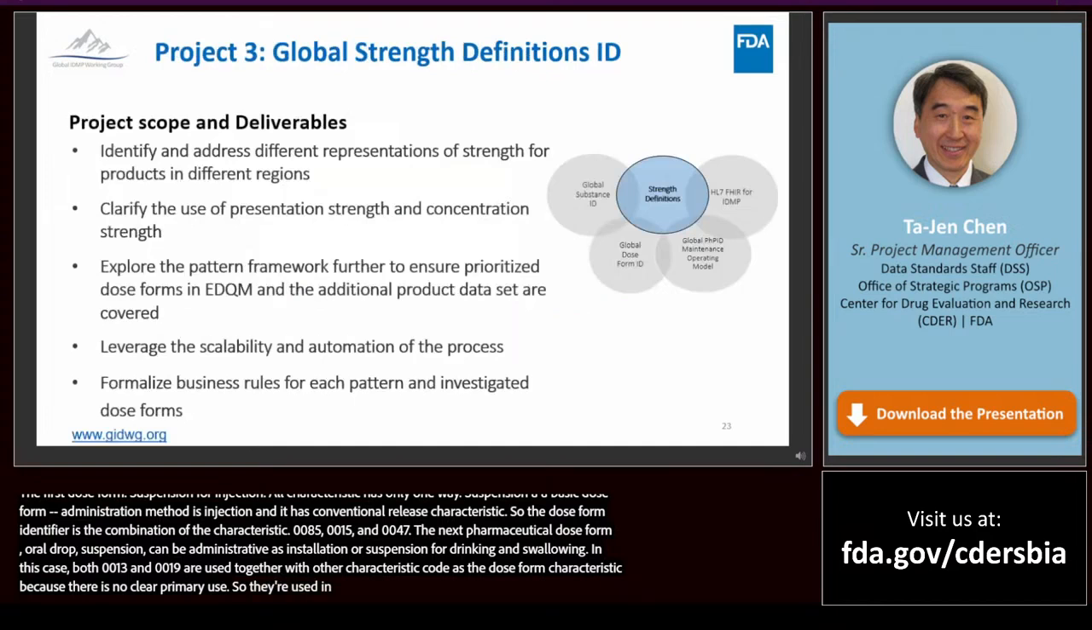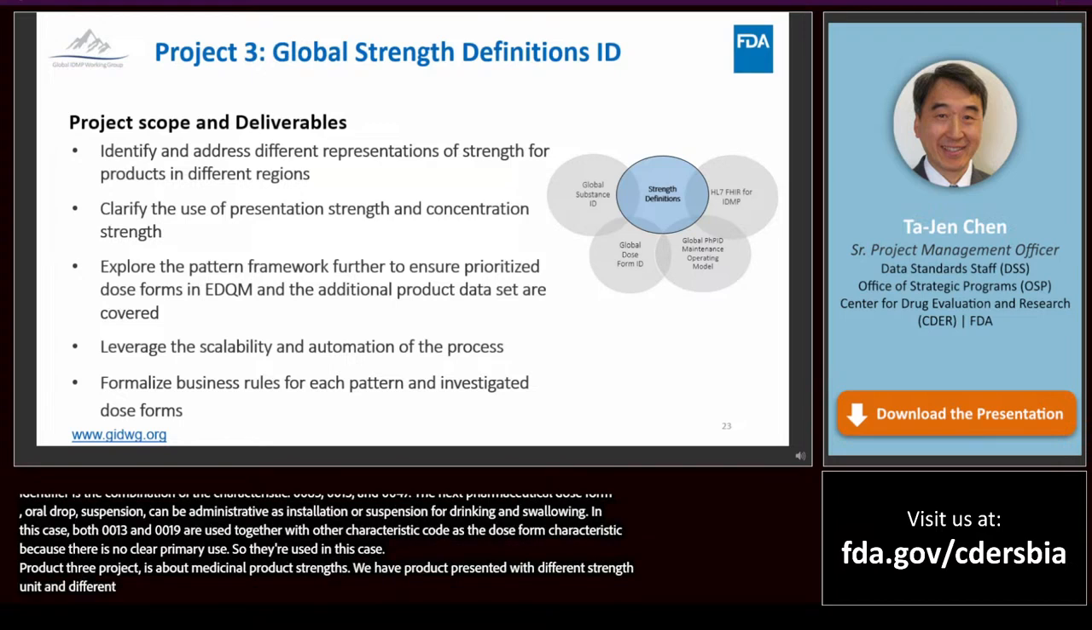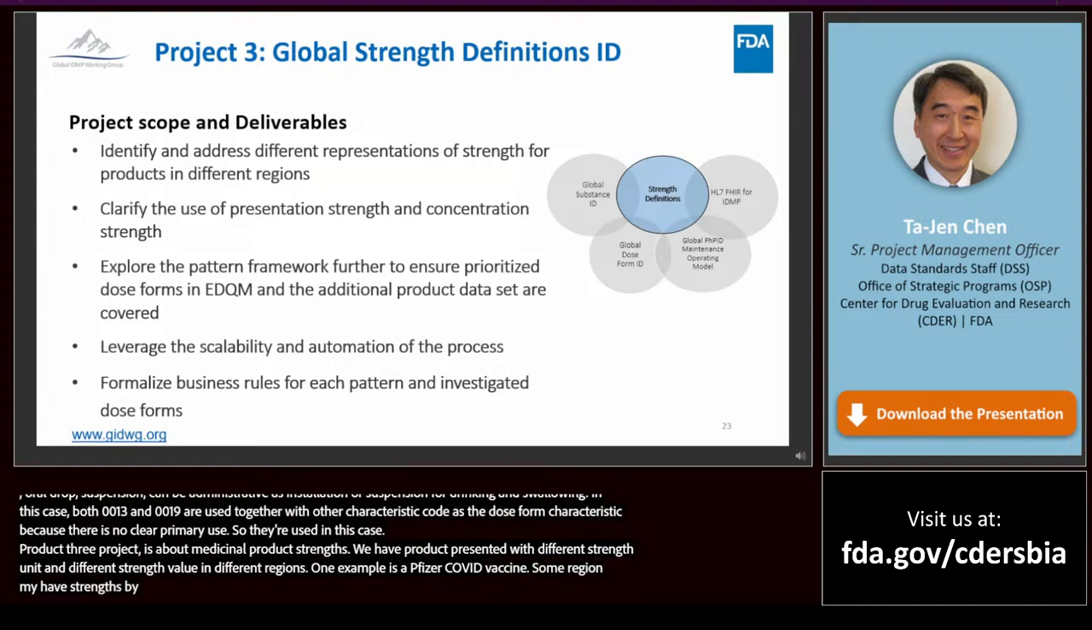Part 3 project is about medicinal product strengths. We have seen some products represented with different strength unit and different strength value in different regions. One example is the Pfizer COVID vaccine. Some regions measure the strength by infectious unit and some by the viral particle. Different unit, very different value for the strengths.